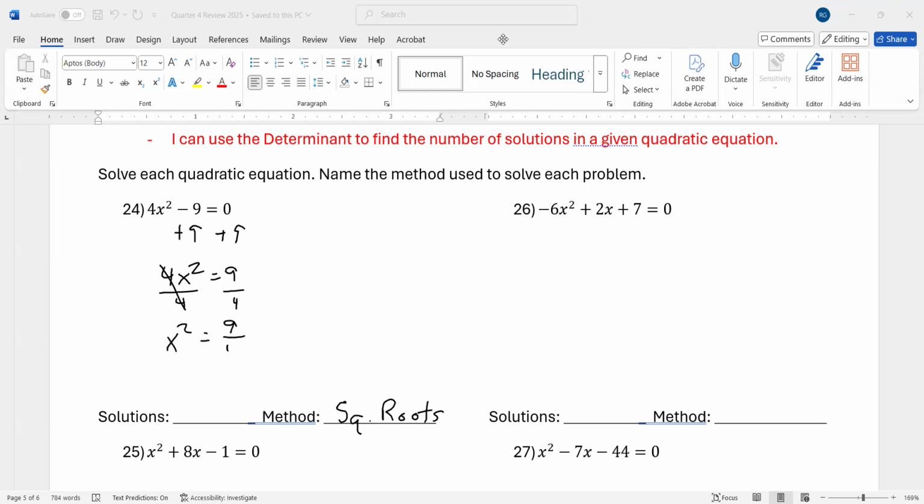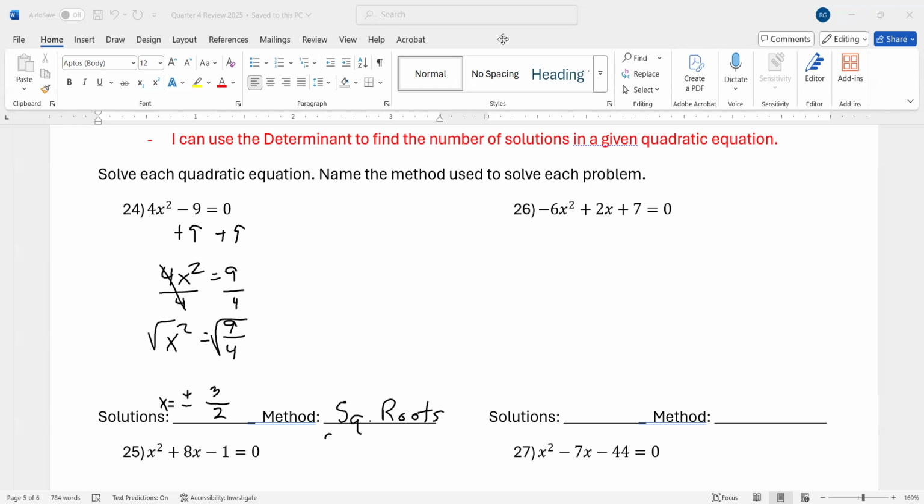Now that's not a good number. I'm just going to leave it as 9 over 4. Now I'm going to take the square root of both sides. It ends up being okay because the square root of 9 is 3 and the square root of 4 is 2. But we need to have two solutions. Remember, when we take the square root of a number, it's plus or minus. So plus or minus 3 over 2 is my answer on this one for x.